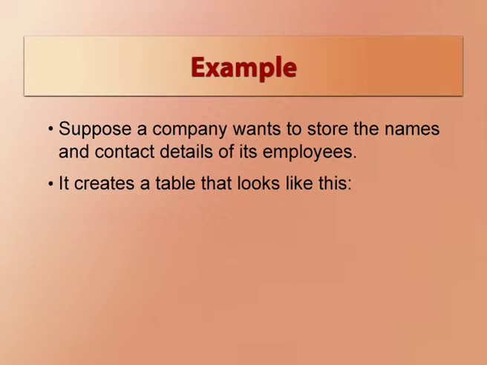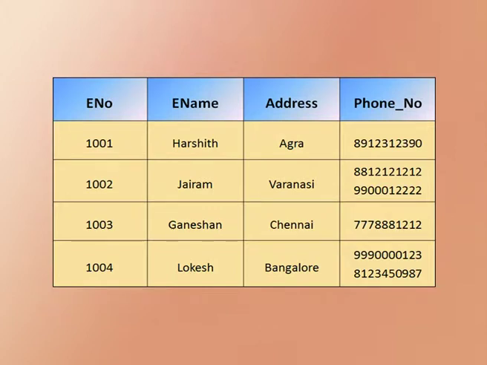Suppose a company wants to store the names and contact details of its employees. It creates a table that looks like the one we are seeing here: employee number, employee name, address and then phone number. Here for some of the records, like employee name Jairam, it is allowing two phone numbers to be stored under the same column, under the same record. So it does not happen. By looking into this, you can identify that it is suffering with some sort of anomaly, some sort of first normal form violation.